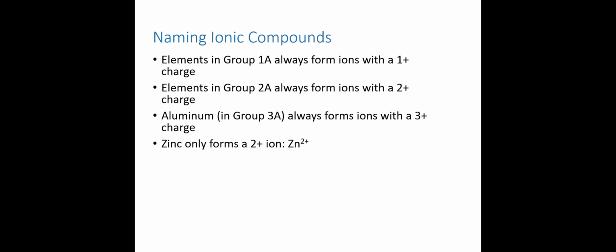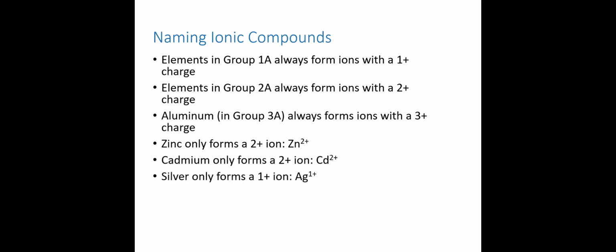Zinc only makes a 2+ ion. Cadmium also only makes a 2+ ion, and we won't talk too much about cadmium. Zinc is going to be more important to us. And then another very important ion for us is silver, because we use silver quite a bit in the lab, and it only forms a 1+ ion.